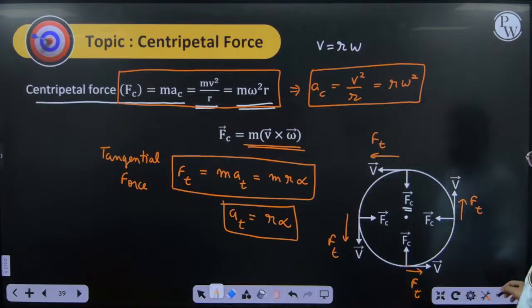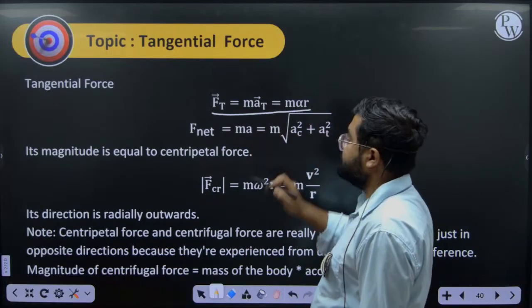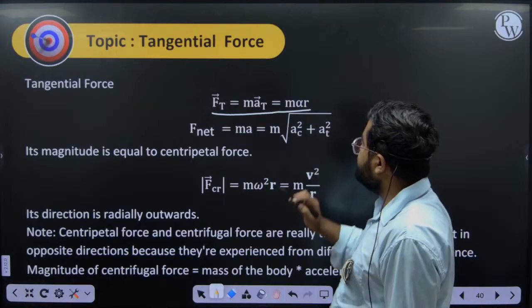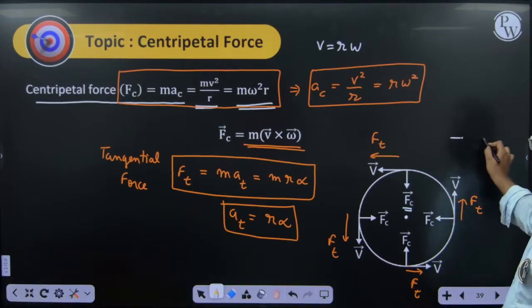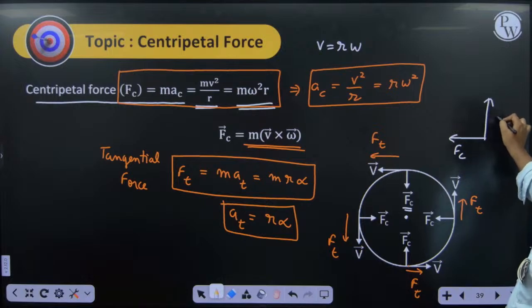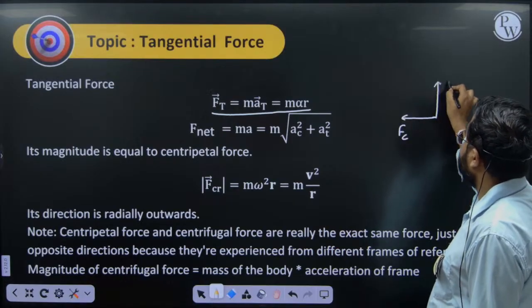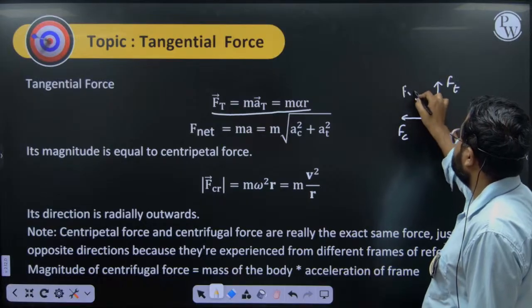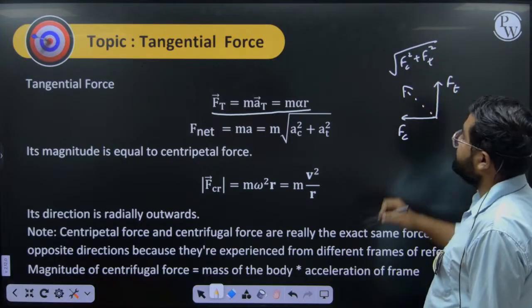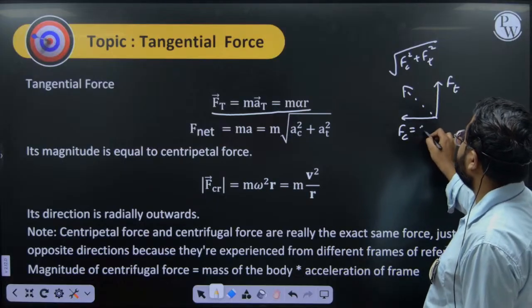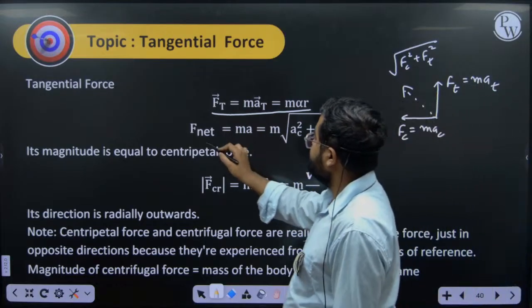All right. Moving along. The tangential force which we just saw, we have seen this in the previous slide. Now what is the net force? If you see here, we have centripetal force and tangential force. Let me draw this here. We have centripetal force like this and tangential force perpendicular to it. So the net force is just the vector sum of these two, the square root of Fc square plus Ft square. Fc is mass into centripetal acceleration, and Ft is mass into tangential acceleration. If you put the values, you will get this. This is the net force.